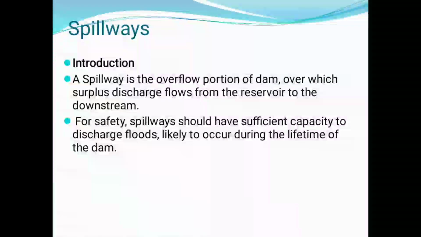Spillway. A spillway is an overflow portion of a dam over which surplus discharge flows from a reservoir to the downstream. From the upstream side to the downstream side, the water may flow. This is called a spillway. For safety, the spillway should have sufficient capacity to discharge floods likely to occur during the lifetime of the dam.